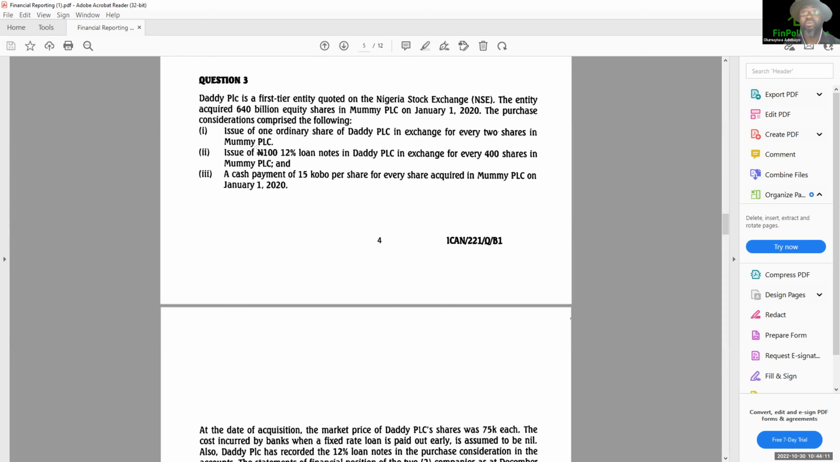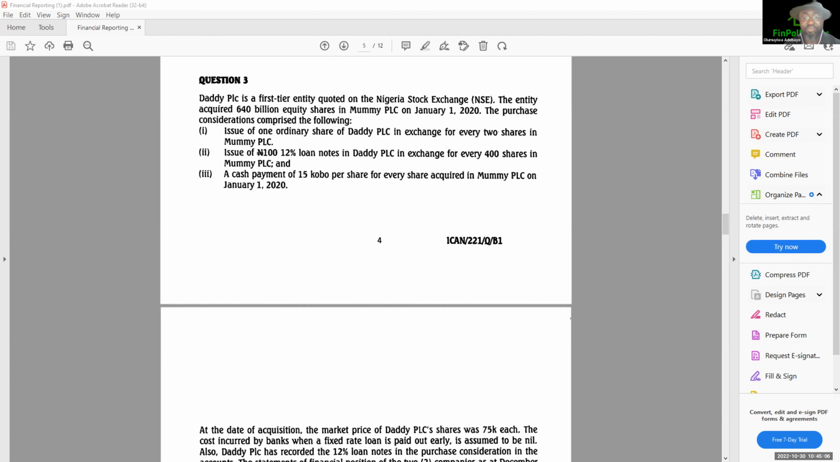Now, the second thing there was that the purchase consideration comprises the following. One, issue of ordinary shares of Daddy in exchange for every 2 shares in Mommy. Two, issue of 100 naira loan notes at an interest rate of 12% in Daddy in exchange for every 400 shares in Mommy. And three, a cash payment of 15 kobo for every share in Mommy on this date. Which means these are the 3 payments involved.